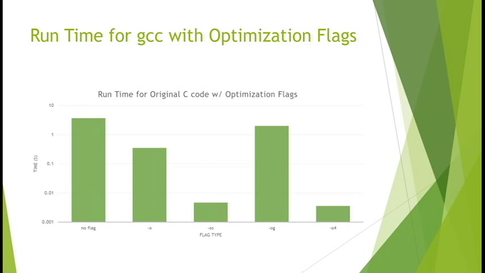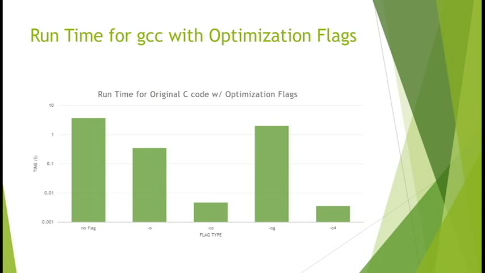Compiler flags are a good way of improving the performance of a program. The compiler flags basically optimize the code as it is being translated from the user language to the assembly language. In this case, we used the GCC compiler and tested it out with the O, OS, OG, and the O3 flag. And then we compared it to the code compiled with no flags.